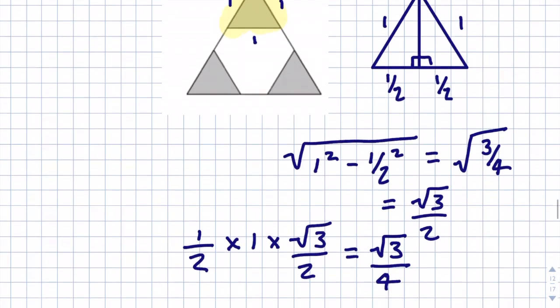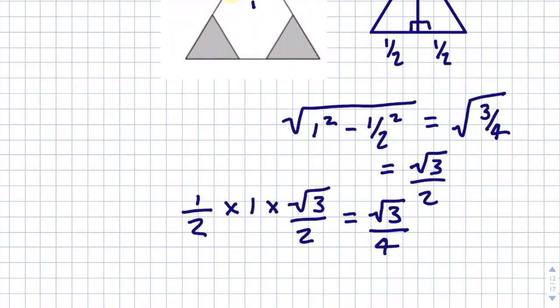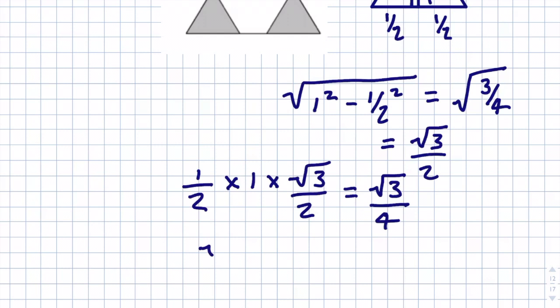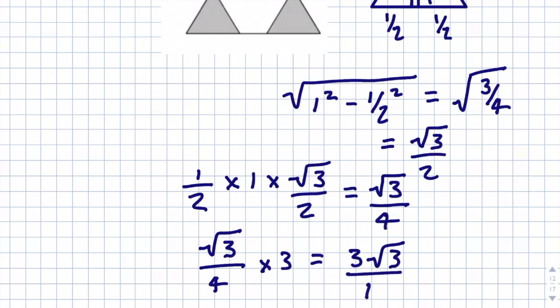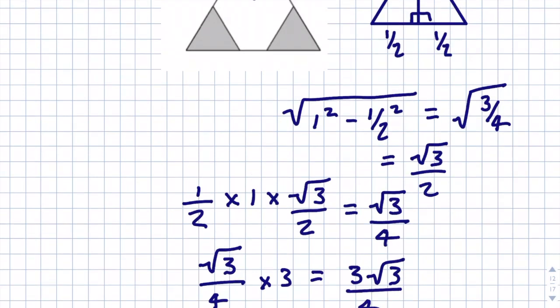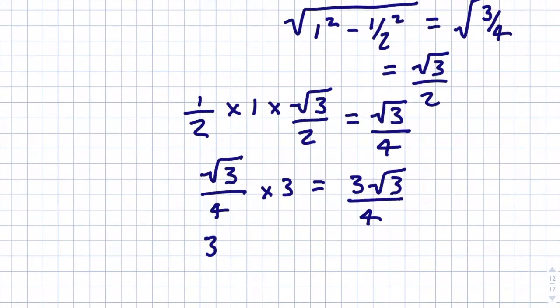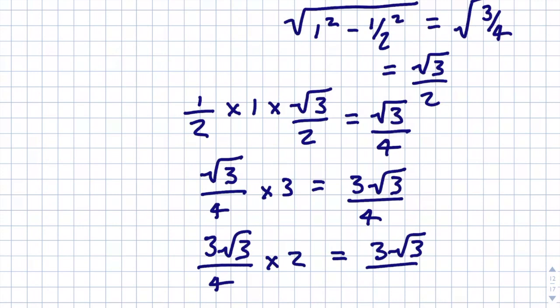Now, there's 3 of these triangles, so we can multiply root 3 over 4 by 3, which gives us 3 root 3 over 4. And then we're told that the area of those three triangles is half the area of the larger triangle. So the area of the total triangle is going to be twice 3 root 3 over 4. So we do 3 root 3 over 4 times 2. That's 3 root 3 over 2.